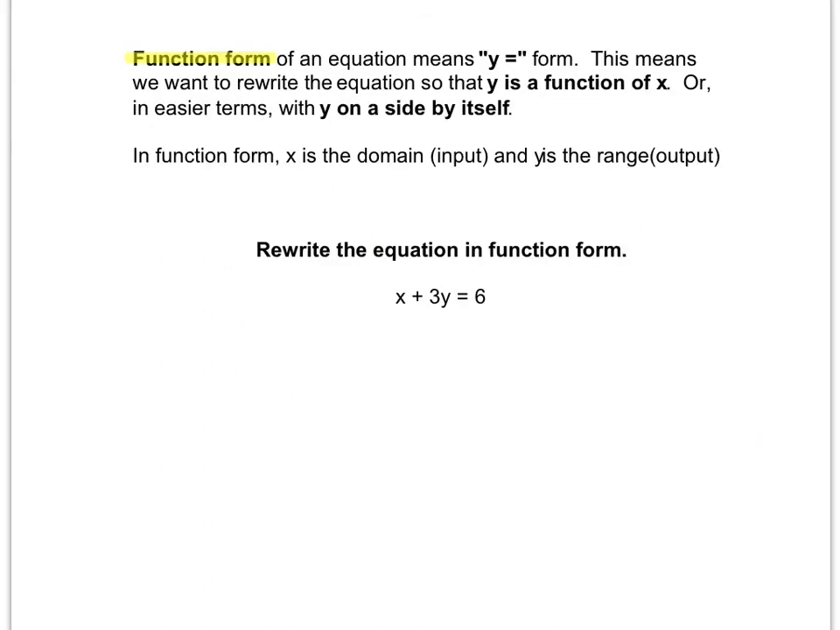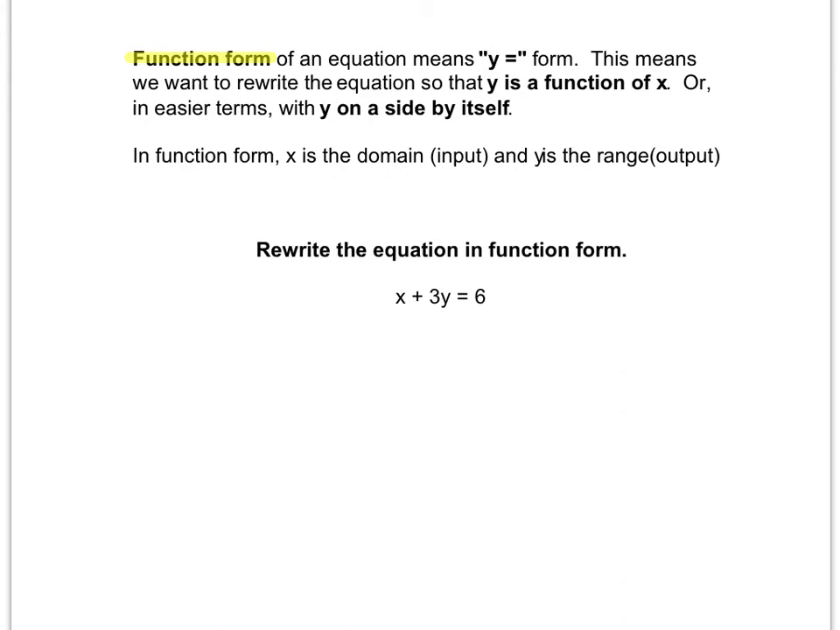Last one. Okay, now function form of an equation means y equals form. That means we want to rewrite the equation so that y is a function of x. And we've done this before in the last unit. Or in easier terms, what this means is we want to get y on a side by itself. So function form is y on one side and x on the other of the equal sign. And in function form, x is the domain or the input, and y is the range or the output. And we've talked about that before, what those mean.